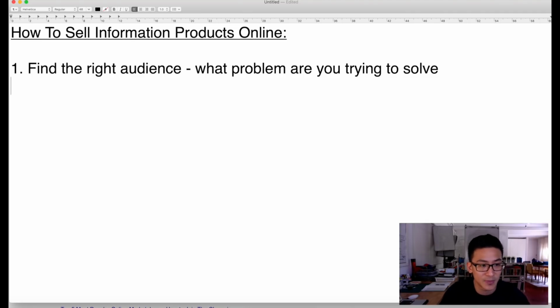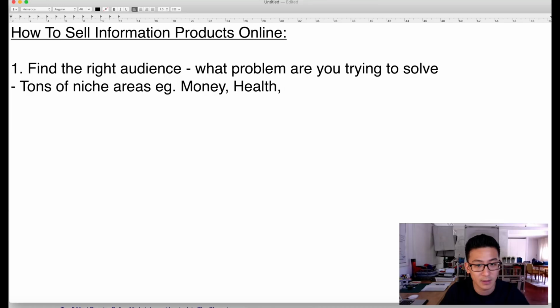There are tons of niche areas. An example would be weight loss, and I'll give you the big ones. Let me see. There is money, there is health, there is wealth. Well, there's health, wealth, love.